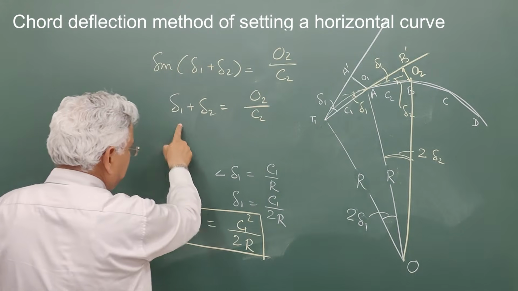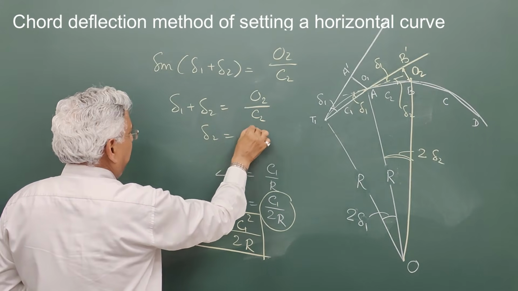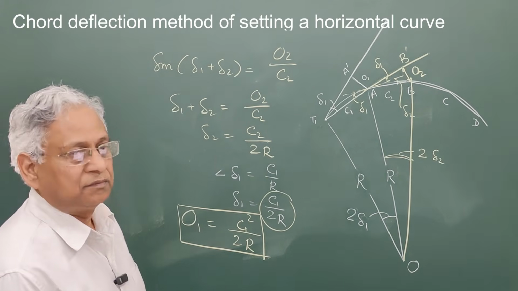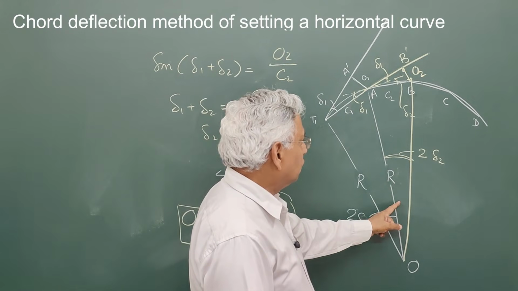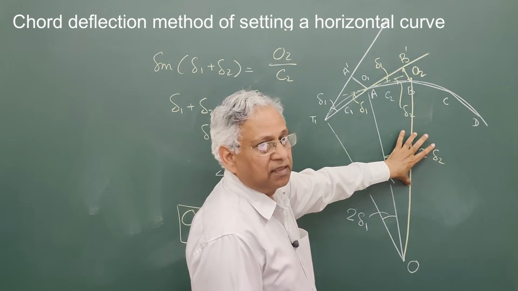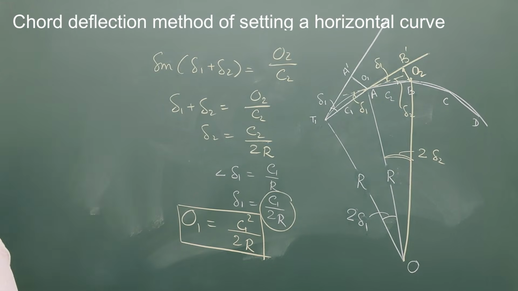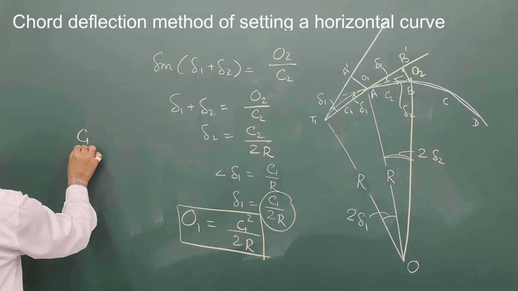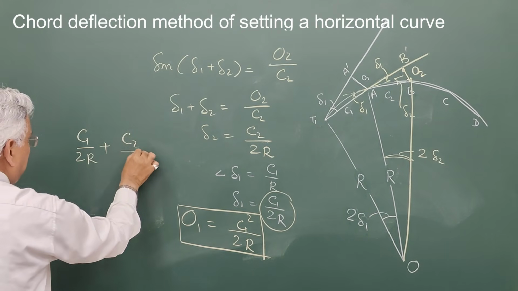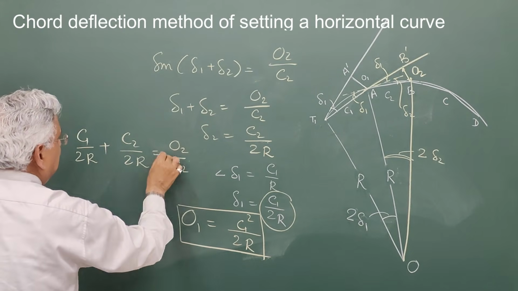Now delta 1 is C1 upon 2R, and similarly delta 2 will be C2 upon 2R. By the same, take sine of 2 delta 2, that will be C2 upon R radius. So if you put these values in this equation, delta 1 is C1 upon 2R plus delta 2 is C2 upon 2R, that is equal to O2 upon C2, this equation.